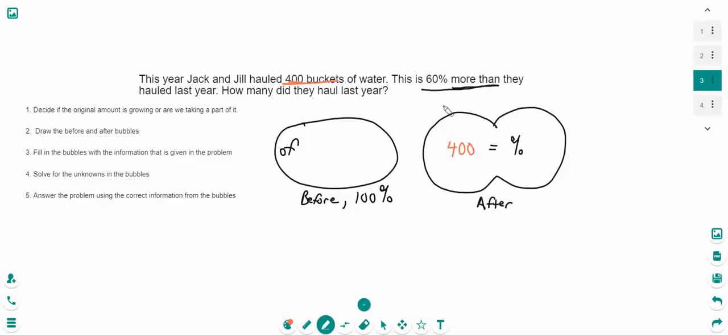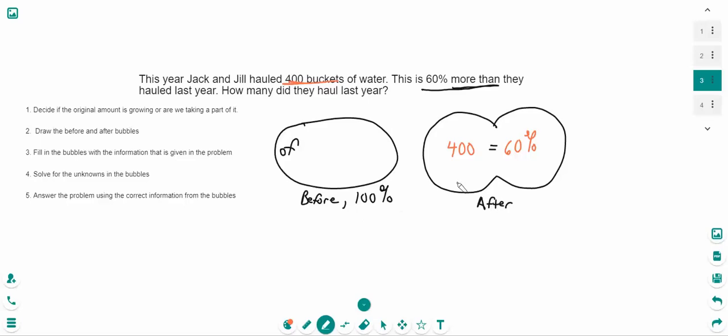This is where it gets a little bit tricky, and it's where a lot of people make mistakes. This is 60% more. Okay? So if I just took this at face value and just plugged in and said, oh, there's my percent. This 400 is 60% more. And I write in here, oh, 400 must be 60%.